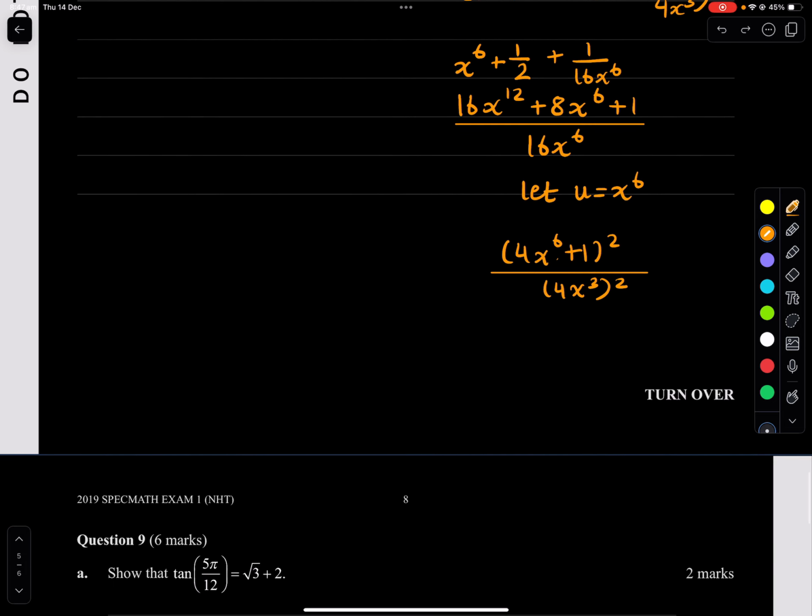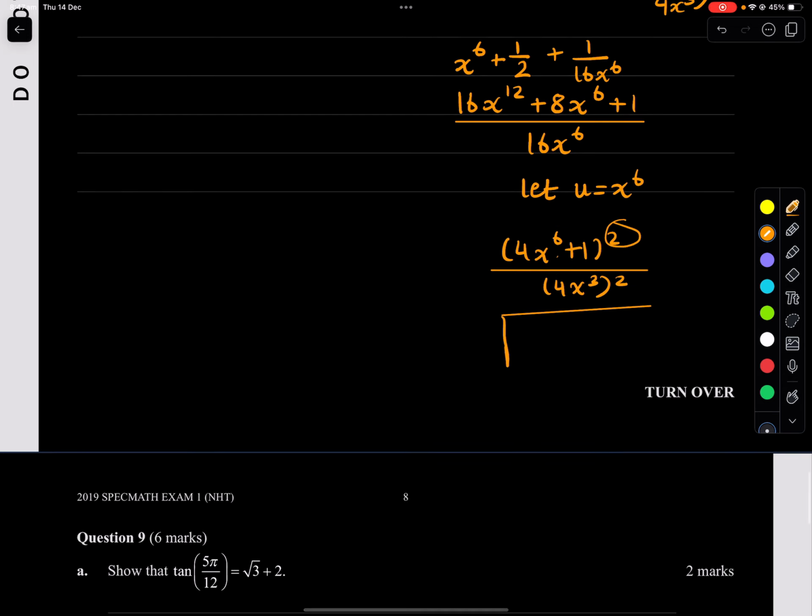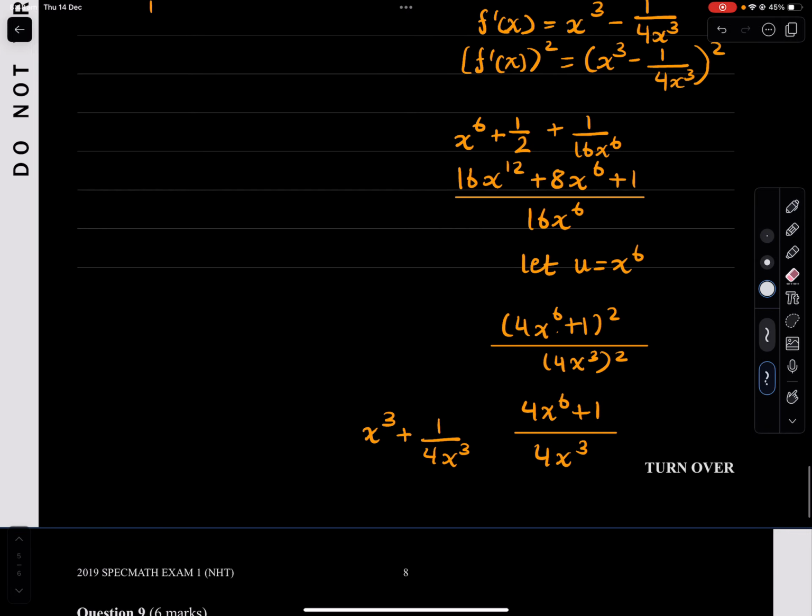And if we take the square root, it just simplifies to, remember, taking the whole square root of this here, this cancels out because there's a squared here and also this one's squared. So we can overall write it like 4x^6 plus 1 all divided by 4x to the power of 3. Now that's easy to simplify. We're going to get x to the power 3 plus 1 over 4x to the power 3. Done. Now this is very easy.